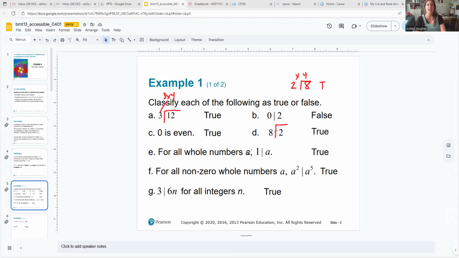For all whole numbers a, 1 divides a. Yes, because if you think about it again, 1 times what would be a? A. So that's easy for all non-zero whole numbers.